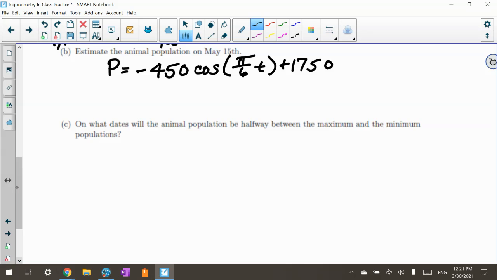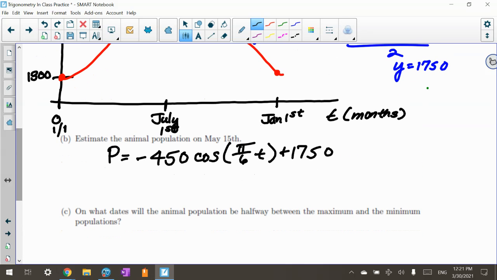Okay, the next thing it says, can you please tell me, it doesn't say please, but I'm saying please, what's the possible animal population on May 15th?